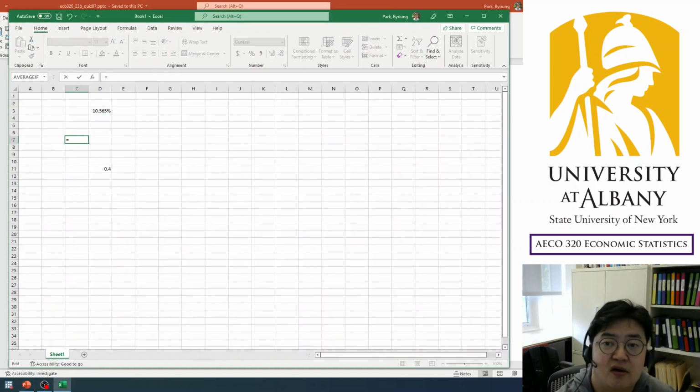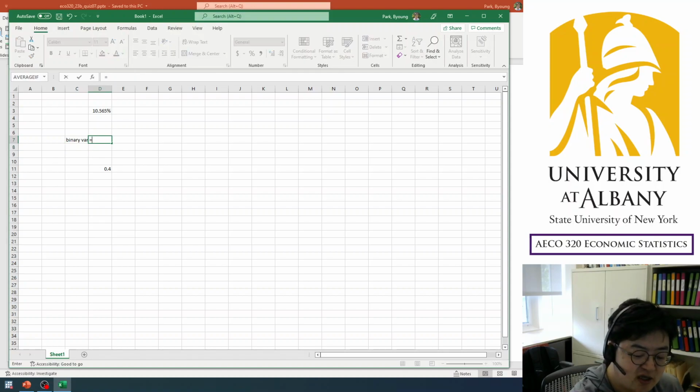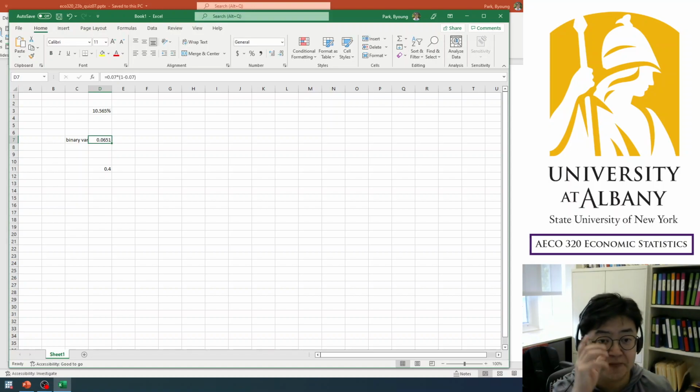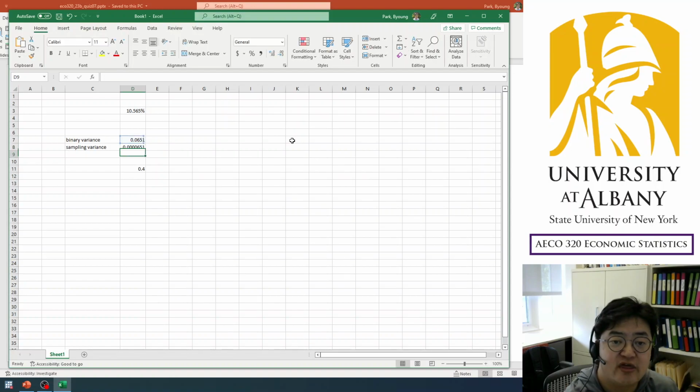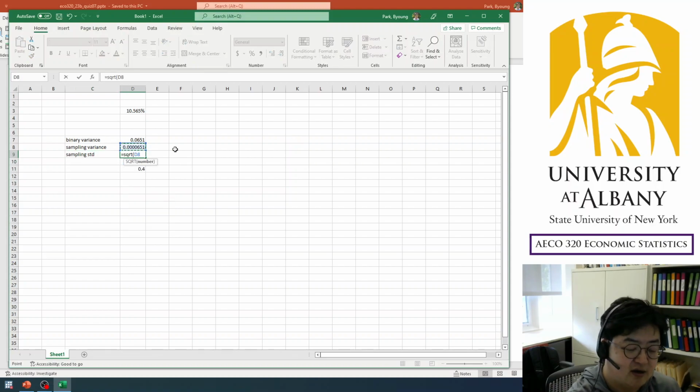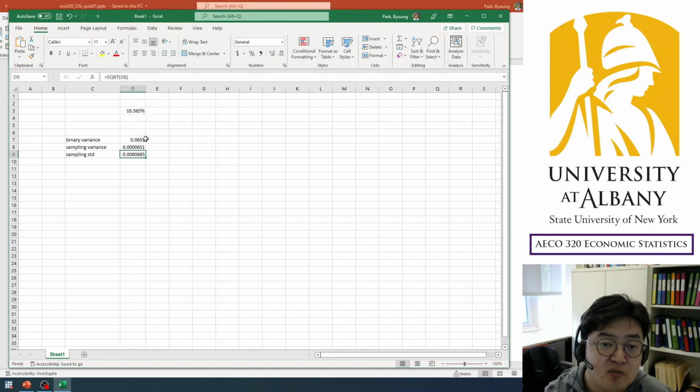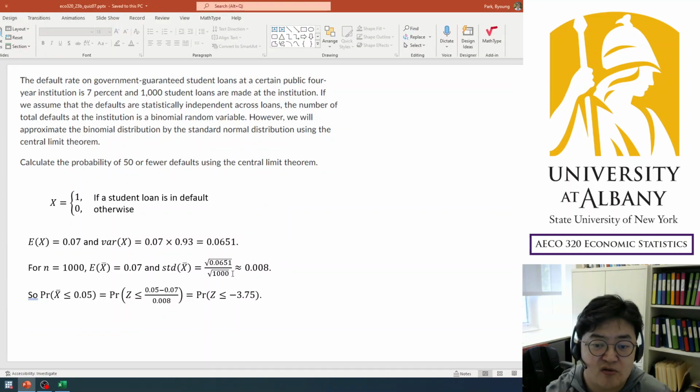So what we have is our binary variance. The variance from the binary distribution is calculated like this: 7% times 1 minus 7%. Okay, so then you get this number. This is the variance calculated from the binary distribution. Then the sample average's variance is this divided by 1,000, and the sampling standard deviation is the square root of this. The numbers are pretty dirty, but I will just take it. You can simply approximate it to 0.008, right? So the sampling standard deviation is calculated, and I will approximate it to 0.008.